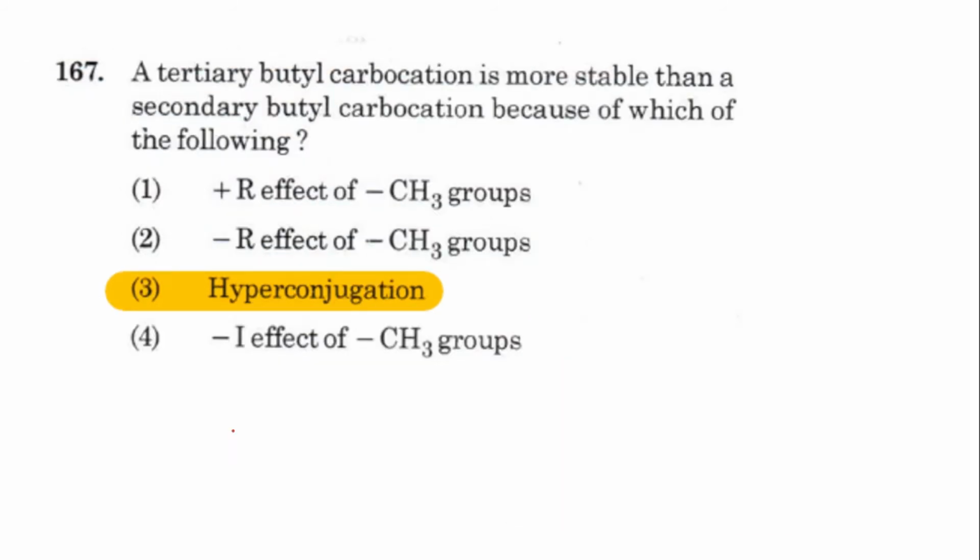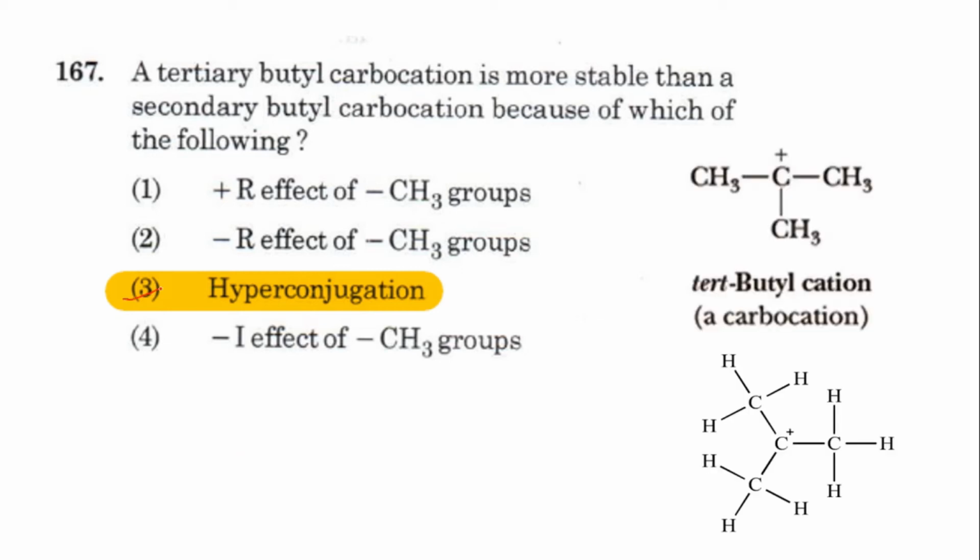Next, tertiary butyl carbocation is more stable than secondary butyl carbocation because of the following. Hyperconjugation is the answer. So this is the structure of tertiary butyl carbocation. It has more alpha hydrogens, so it is more stable than secondary carbocation. More resonating structures we will get. So it is more stable because of hyperconjugation.